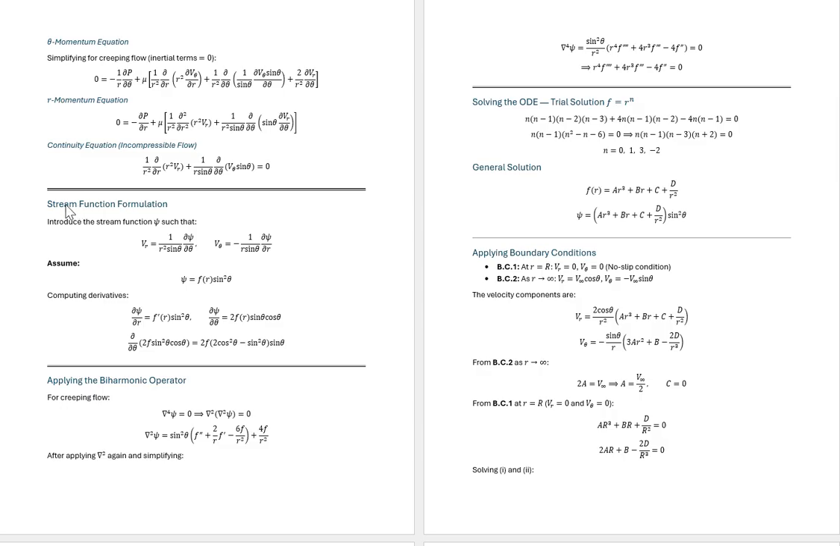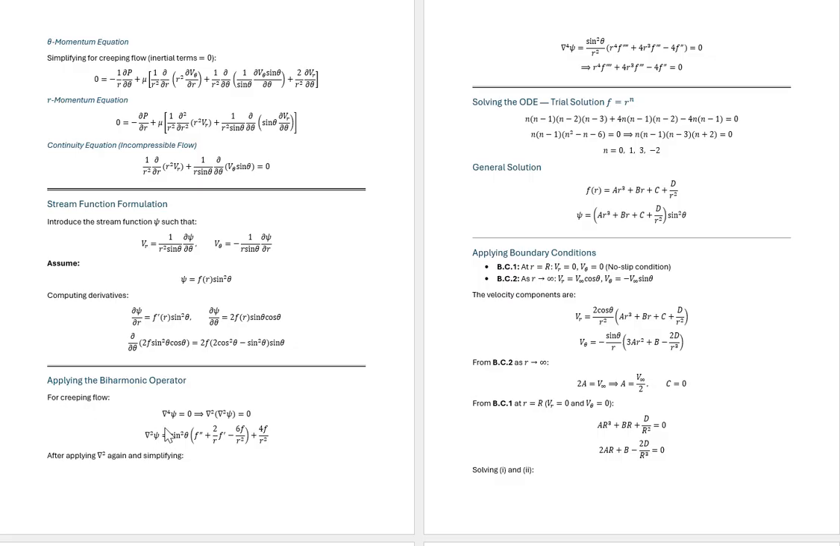As this equation is pretty hard to integrate, we assume a stream function psi in such a way that vr is equal to 1 by r square sin theta times dou psi by dou theta, and v theta is equal to minus 1 by r sin theta times dou psi by dou r, where psi is equal to f(r) into sin square theta. Now we compute dou psi by dou r, which equals this, and dou psi by dou theta equals this. Similarly, dou by dou theta of 2f sin square theta cos square theta equals this. All these have been computed to substitute in the continuity equation.